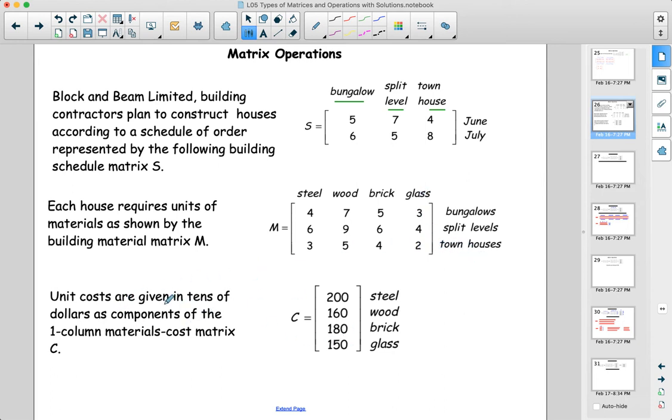And the last thing is a unit cost matrix that talks about what a unit of steel would cost, a unit of brick, a unit of wood, etc. So unit cost for steel would be, it says 200, but this is being measured in tens of dollars, so it's actually $2,000. A unit of wood is 1,600, a unit of brick is 1,800, and a unit of glass would be 1,500.